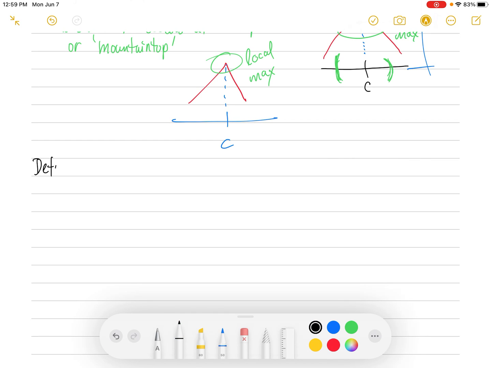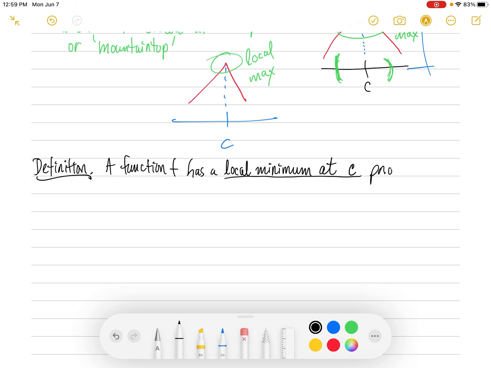Let's talk about a local min. A function f has a local minimum at some x value, which we're going to call c, provided the following happens. f of c is smaller than all the other outputs for all x values in some interval about c.